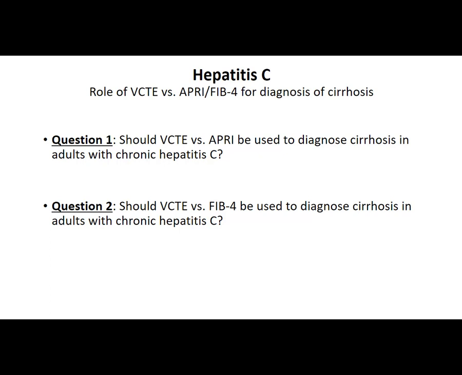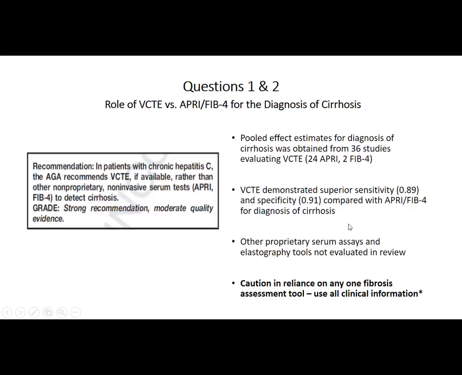So for hepatitis C, this was the question, the role of VCTE versus APRI or FIB4 for the diagnosis of cirrhosis. So should this be used to diagnose cirrhosis in adults with chronic hepatitis C? All of these guidelines are for adults, by the way. Or should VCTE versus FIB4 be used to diagnose cirrhosis in adults?